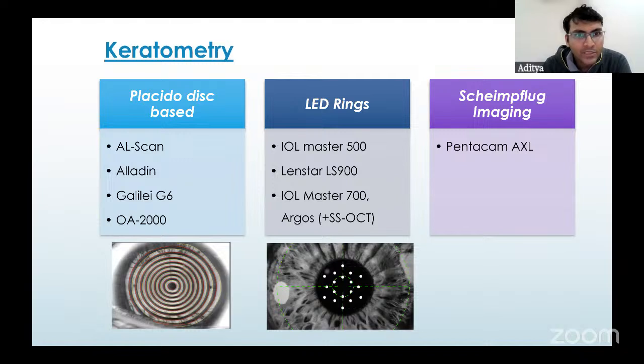Some of the biometers utilize both of these techniques, like Galilei G6. It utilizes both Placido disc and Scheimpflug imaging. In the same way, IOLMaster 700 and Argos utilize LED rings for the anterior cornea and SS-OCT for the posterior cornea.